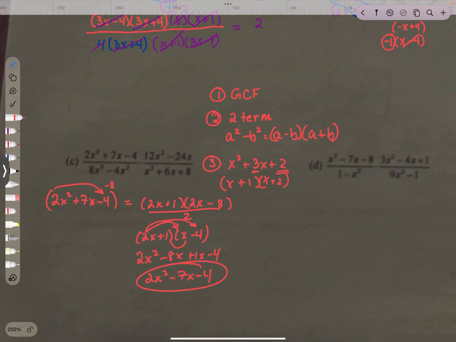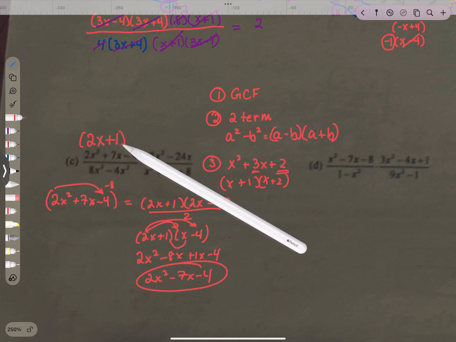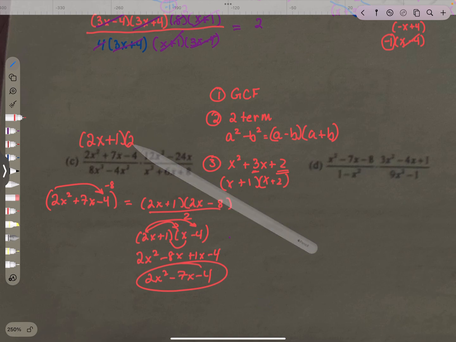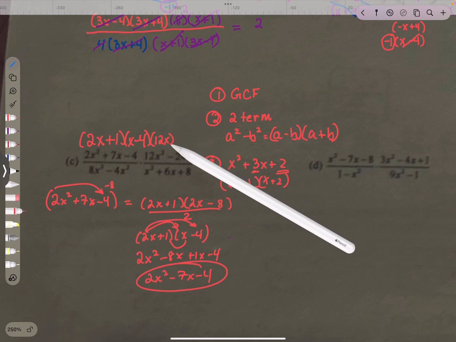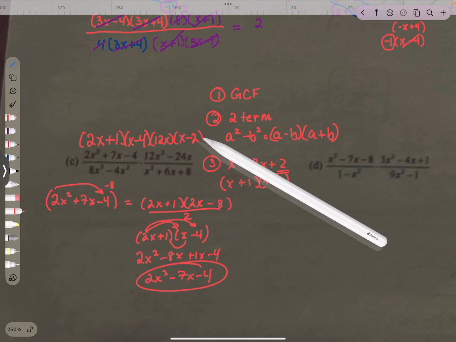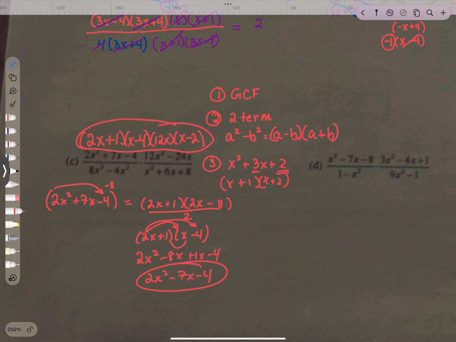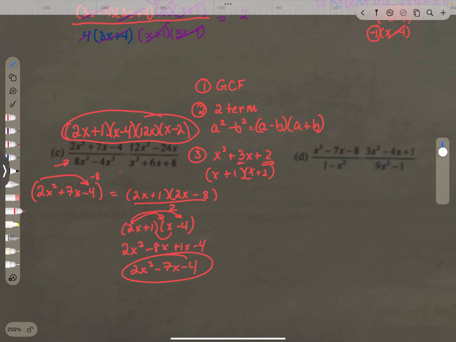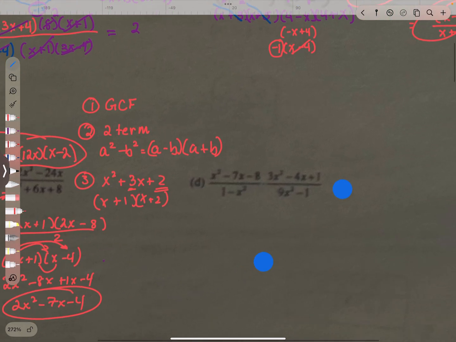All right, so that's how that one factors. So he's done for you: 2x plus 1 times x minus 4. And then you just have to do the same thing to this 12x one, right? Remember how I showed you to pull out the GCF? What's left over? x minus 2. There's your top factored. I'm going to leave it to you to try and factor your denominators and see what cancels.